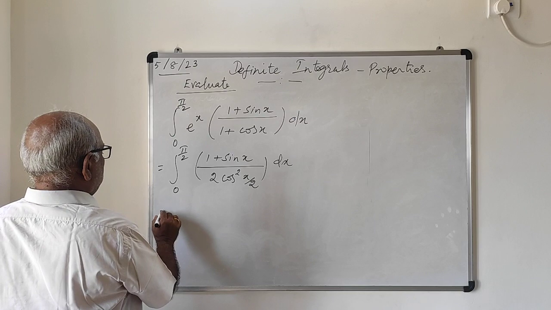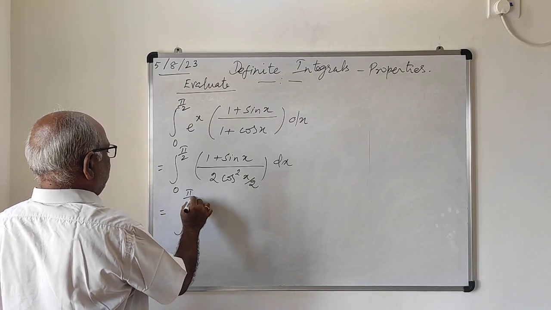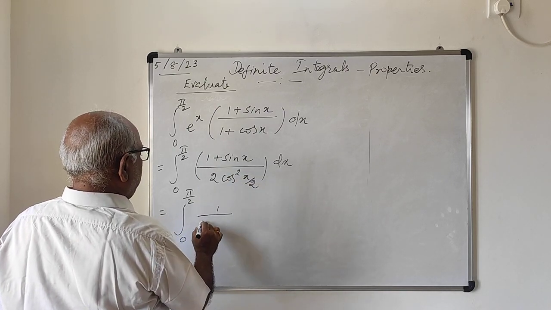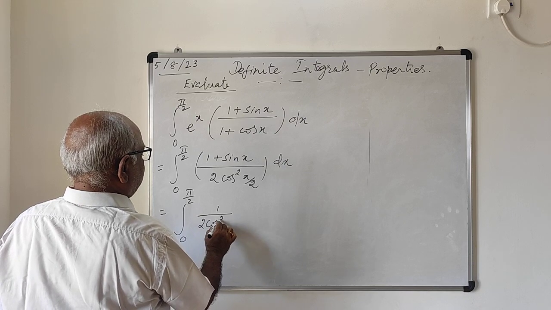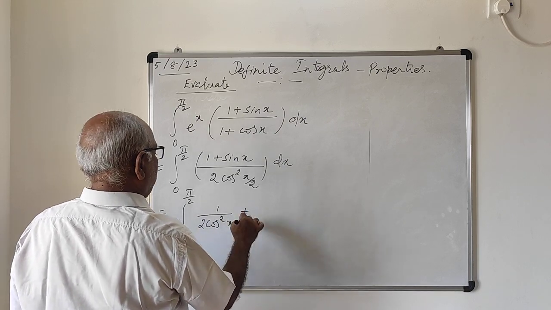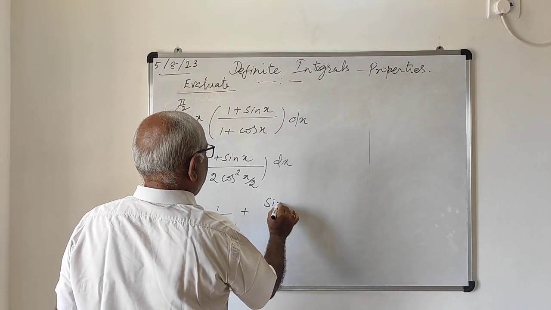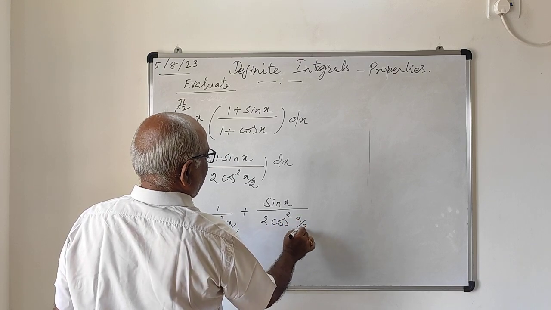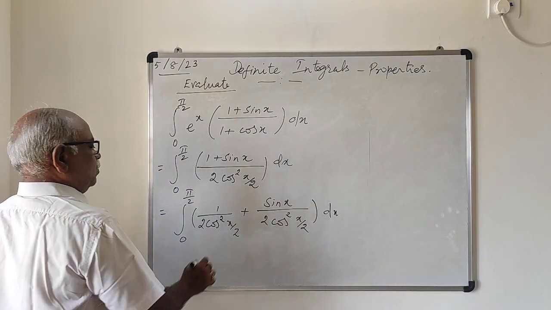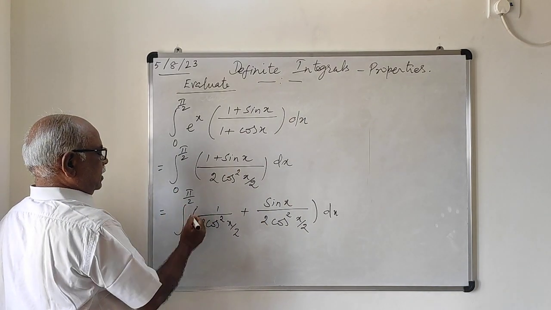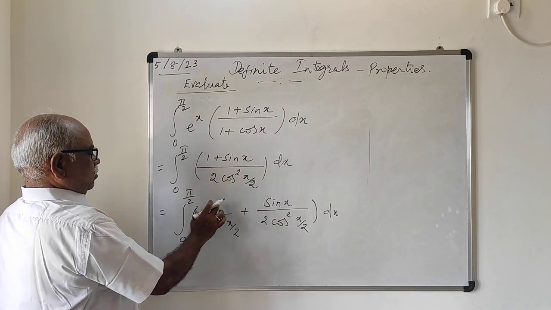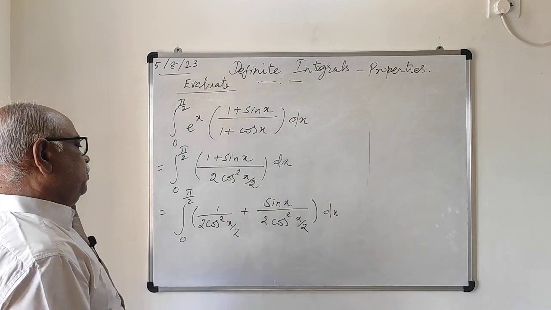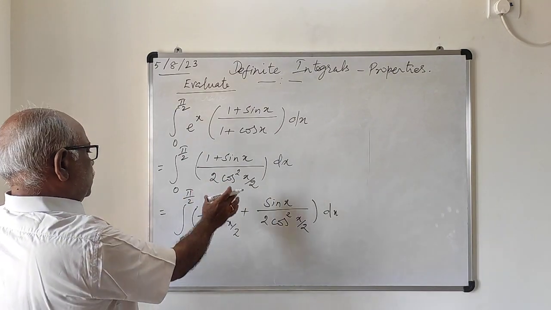Now I am going to split this into two integrals, that is, the integral from 0 to pi by 2 of 1 by 2 cos square x by 2 plus sin x by 2 cos square x by 2. I split this into two terms.